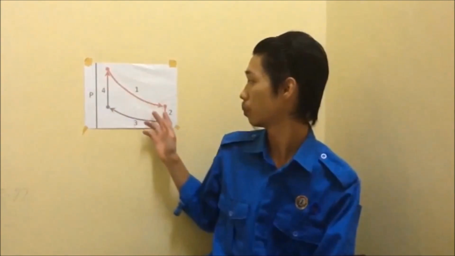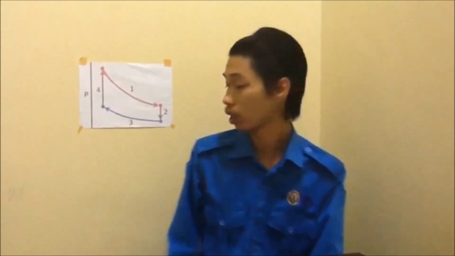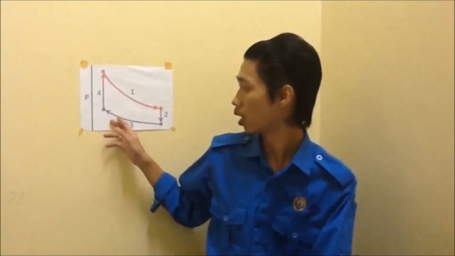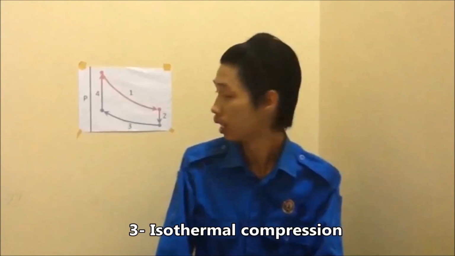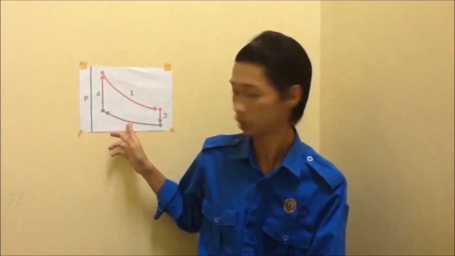The second process is isochoric, which is constant volume heat removal. The gas is passed through the regenerator, where it is cooled, transferring heat to the regenerator for use in the next cycle. The third process is isothermal compression. The compression space and associated heat exchanger are maintained at low temperature, so the gas undergoes near isothermal compression, rejecting heat to the cool sink.